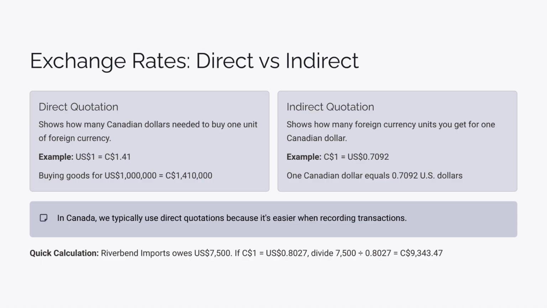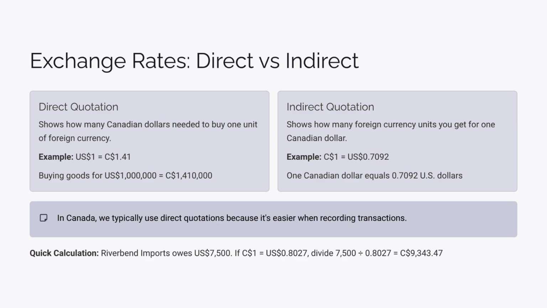Indirect quotation. This flips the perspective. It shows how many foreign currency units you get for 1 Canadian dollar. Example, 1 Canadian dollar equals 0.7092 US dollars. In Canada, we usually use direct quotations because it's easier when recording transactions.